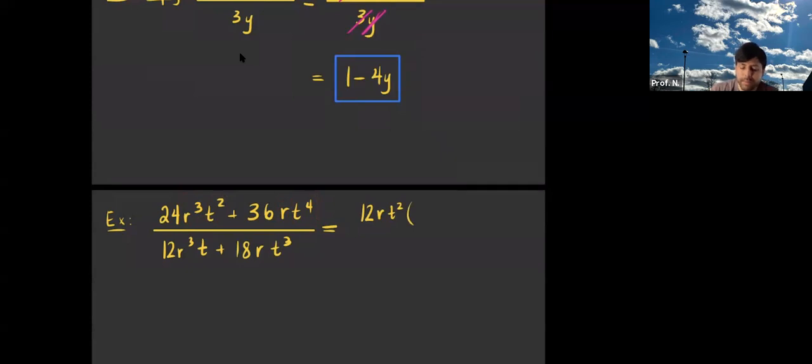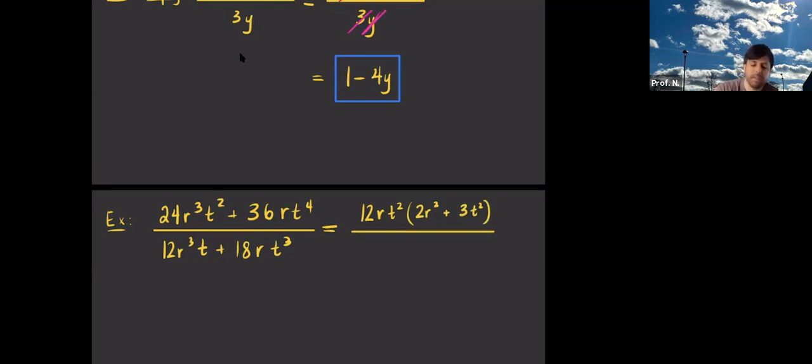What's left over? I'm left with a 2, I'm left with an r squared, and I'm left with just a 2r squared. And I'm going to add this. I'm left with the 3. The r is taken out, and I'm left with t squared as well here. So that's the result of factoring out the GCF in the numerator.